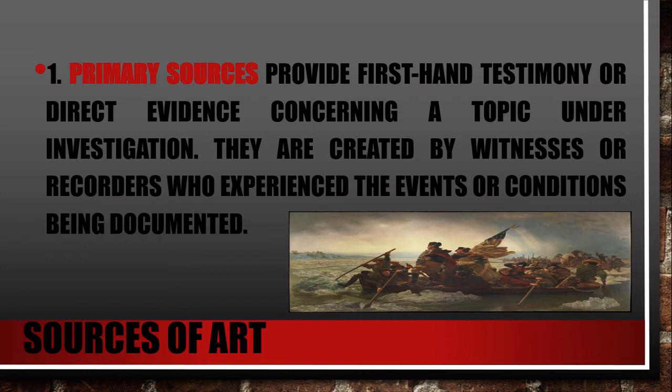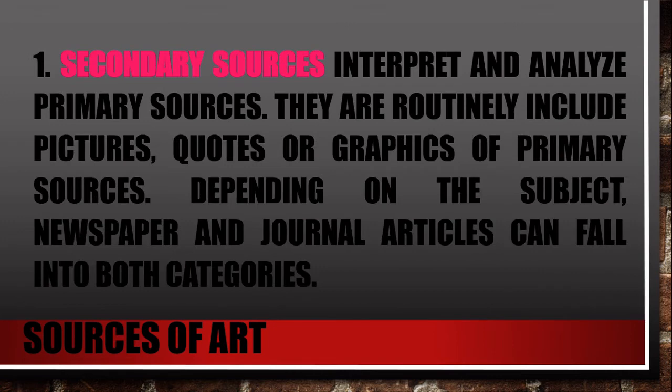Okay. Now, number two is the secondary sources. Secondary sources interpret and analyze primary sources. They routinely include pictures, quotes, or graphics of primary sources. Depending on the subject, newspaper and journal articles can fall into both categories, because they are often written significantly after events by parties not directly involved but who have special expertise. They may provide historical context or critical perspective.